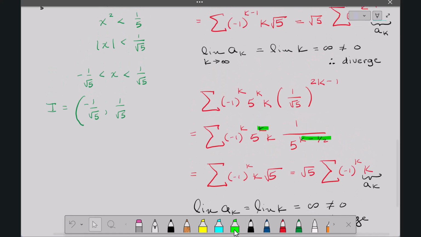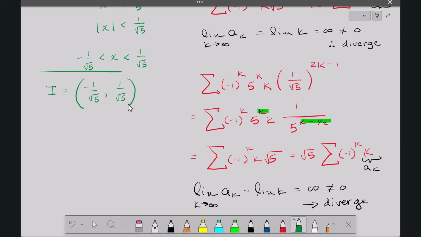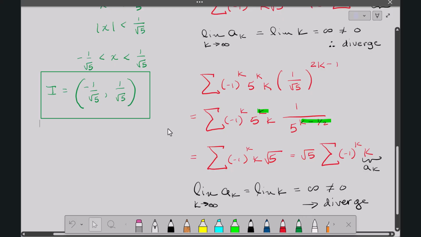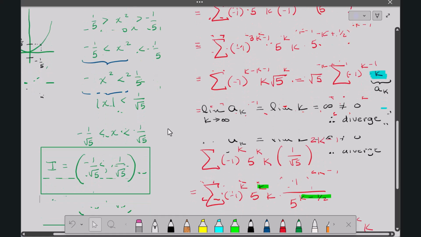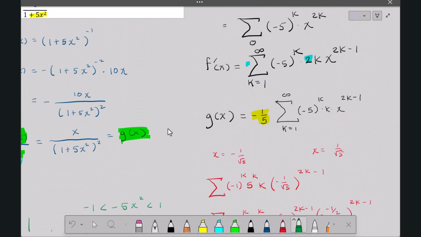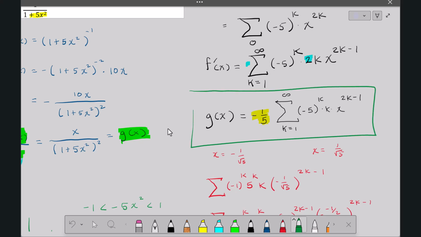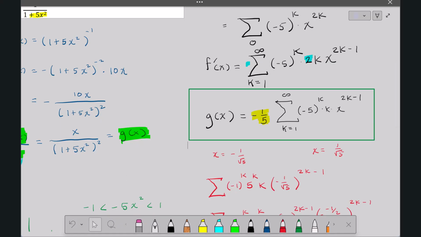So that tells us that our IOC is that. A lot of work to figure out this IOC. So there is our IOC. And our power series is, wherever it is, right here. This is our power series for G. All right. Long problem.